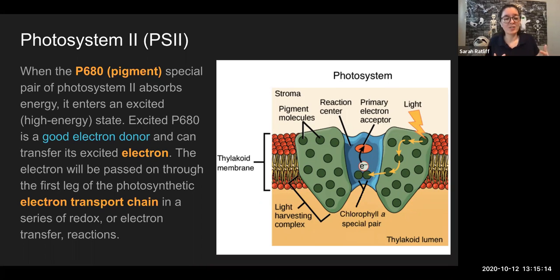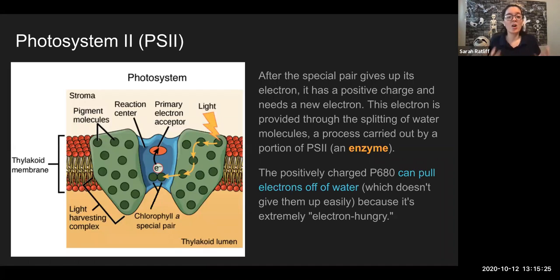That electron is going to then do a couple of things. Its main job is to go on to the next step, the electron transport chain. But it also starts a new process with an enzyme. So there's an enzyme in photosystem 2, and what it's going to do is it's going to take a water molecule.